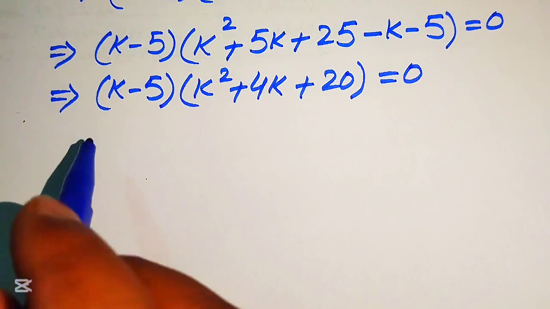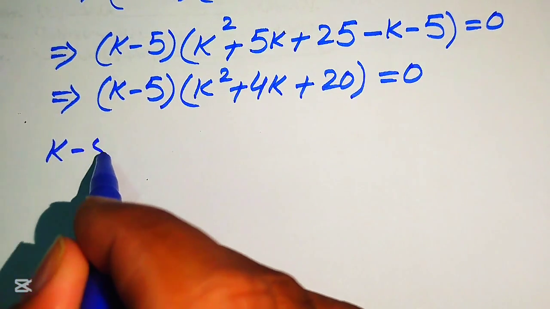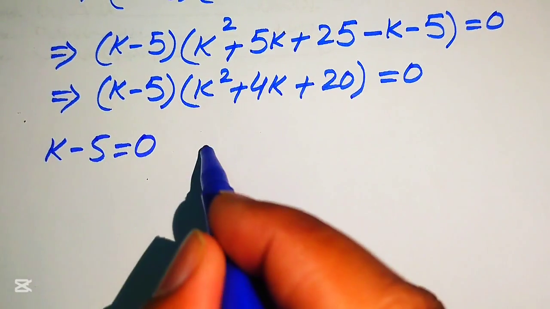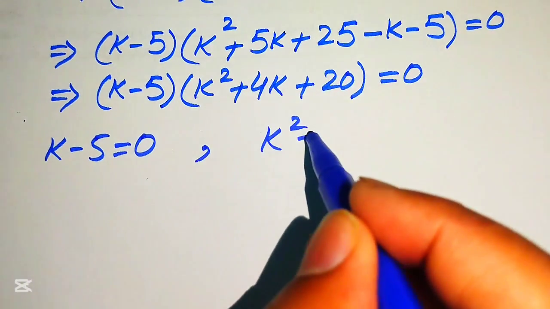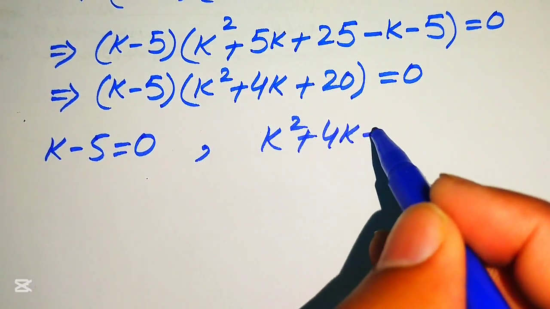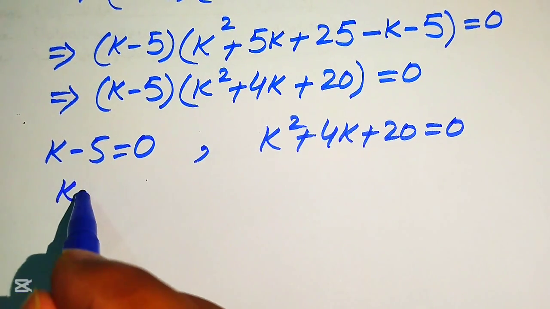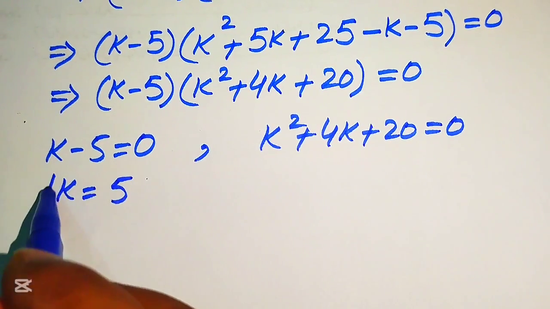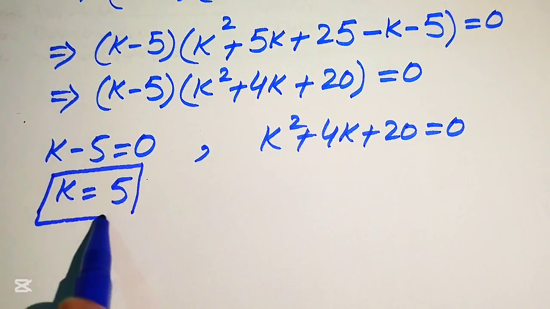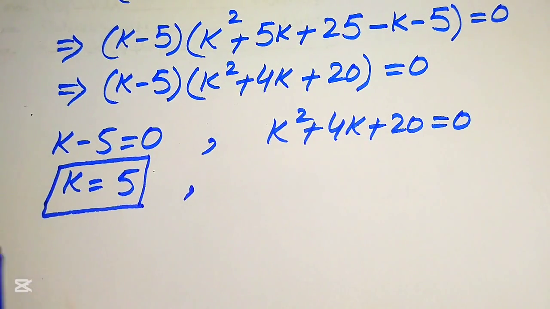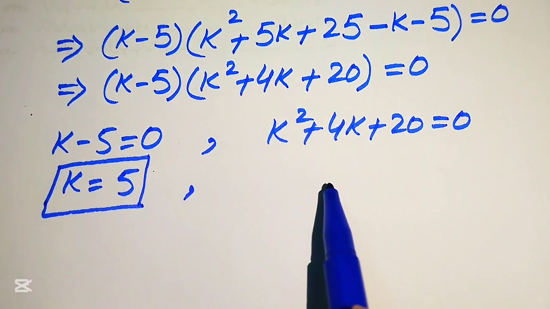And now in the next step we will break this equation into two cases. The first case is we take k minus 5 equals 0. The second case is we take k square plus 4k plus 20 equals 0. So from the first case we get the value of k equals 5. This is the first real root of the given equation.